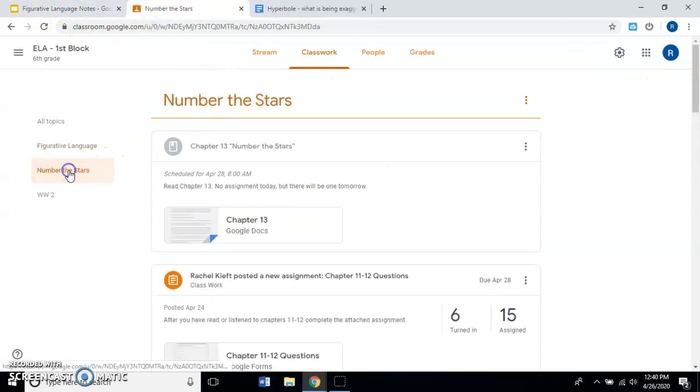Let's take a look at what we're doing with Number the Stars. Number the Stars today is reading chapter 13. It is a short chapter, so I am not going to read it aloud. This is just read on your own today. No assignment for Number the Stars today, but there will be one tomorrow.